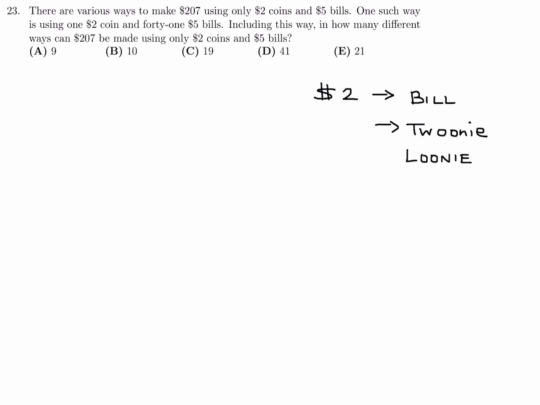So what we want is some combination of $2 coins. So X represents the number of those, plus $5 bills. I'll let Y represent the number of $5 bills, and that has to equal 207. And the key is that we have to get integer solutions. X and Y have to be integers, and that's what this question boils down to. Well, they gave us one integer solution, that is X is equal to 1 and Y is equal to 41.